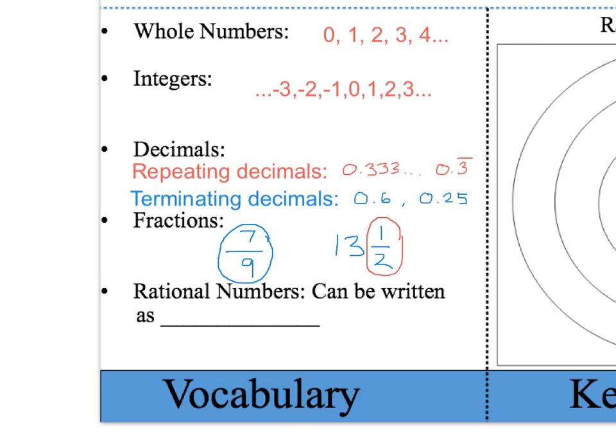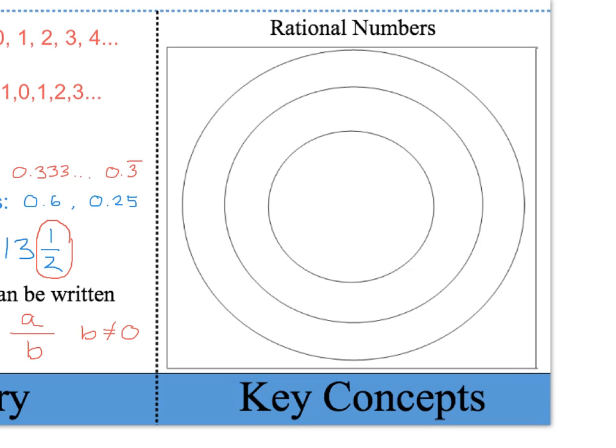Our last vocabulary word is rational numbers, and any rational number can be written as a fraction. So for example, if I take a number a, which could be any number in the world, I can write it with a denominator of b. So a over b becomes a fraction. But b cannot equal 0. You can never have 0 on the denominator. So any rational number can be written as a fraction. Now let's go ahead and start the key concepts.